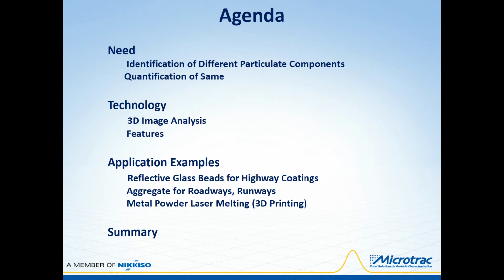We'll go over 3 examples of component isolation in real-time applications: reflective glass beads, aggregates for construction, and metal powder laser melting manufacture, which is a 3D printing process. And lastly, we'll be wrapping things up with a brief summary. We'll also be answering your questions and going over how you can request a complimentary lab analysis of your sample.